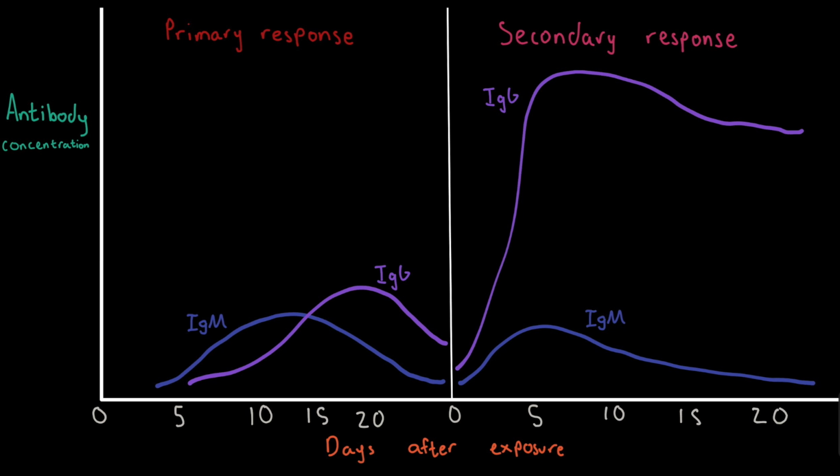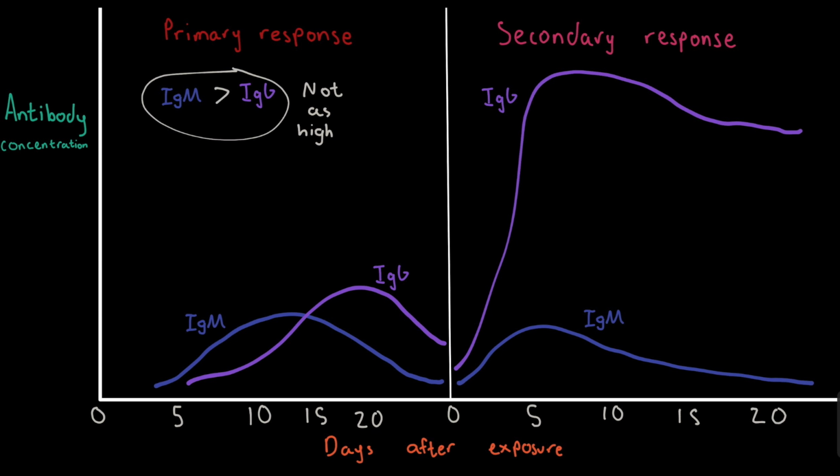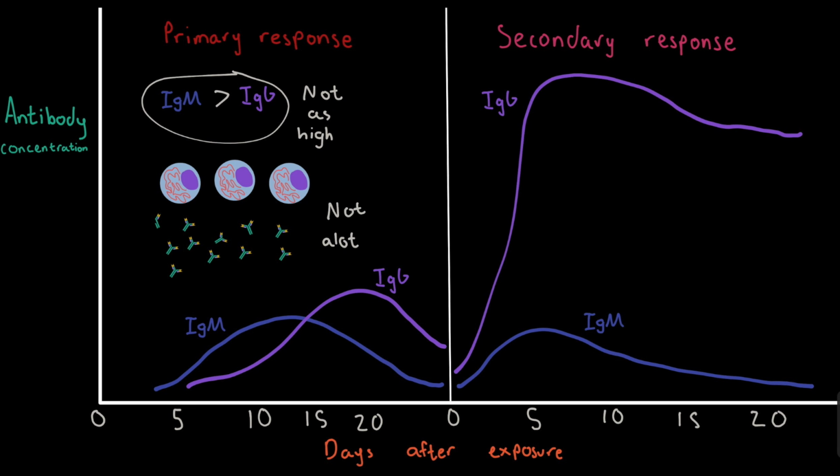Now, the primary response is the immune response to pathogen first encountered. In the primary response, there are more IgM antibodies than IgG antibodies, but both antibodies are being secreted at a low rate, and this is due to our B cells first encountering the pathogen never seen before, in which the number of plasma cells produced is not high enough to induce a rapid immune response.